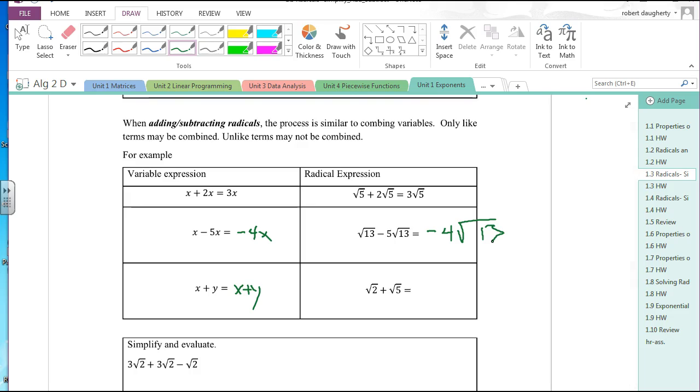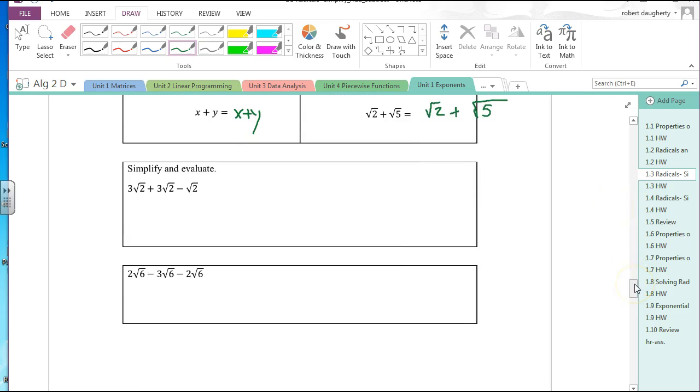Square root of 2 plus square root of 5 is square root of 2 plus square root of 5. I can't add those together. Don't ever write that as the square root of 7. That's bad math. You can't do that. So these are unlike. This is like adding x and y. You're good with this side on the left. You just have to switch gears when we have radicals and realize the same properties hold.